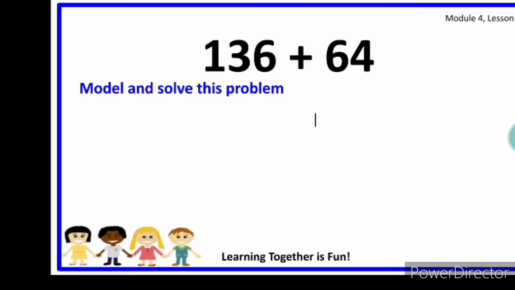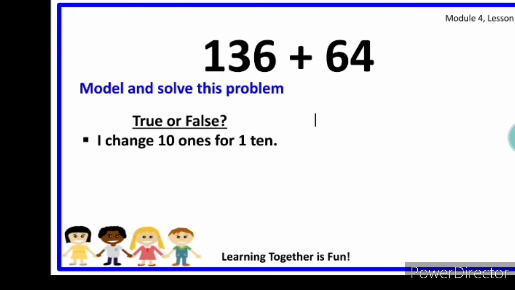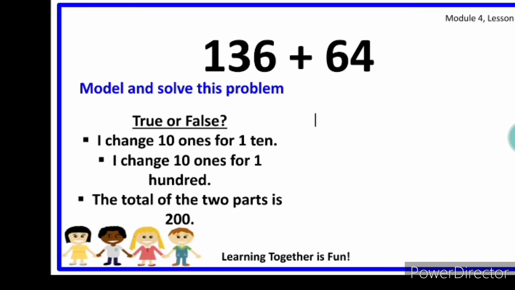136 plus 64. Now we have a 3-digit number. We're going to model and solve the problem just the way we did previously. We are going to have our model, a place value chart. Now before that, there are some questions we are going to answer before we model. We have true or false. I can change 10 ones for 110. I can change 10 ones for 100. The total of the two parts is 200.